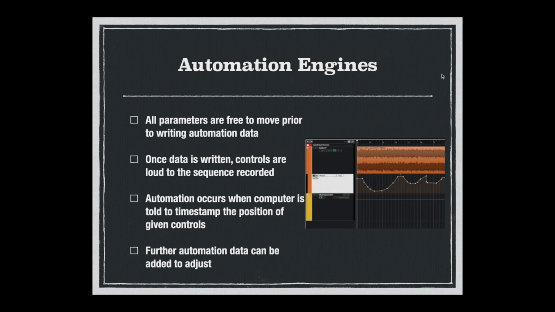Automation engine. So how does automation work? All parameters on any track, any control on an effect, the pans, the levels, they're all free to move prior to writing automation. You could go into your DAW and adjust on the fly. But once you write in automation data, those controls are bound to the sequence that's recorded. So it's going to want to follow that automation line. All of a sudden that parameter becomes locked until you write in more automation on top of it.